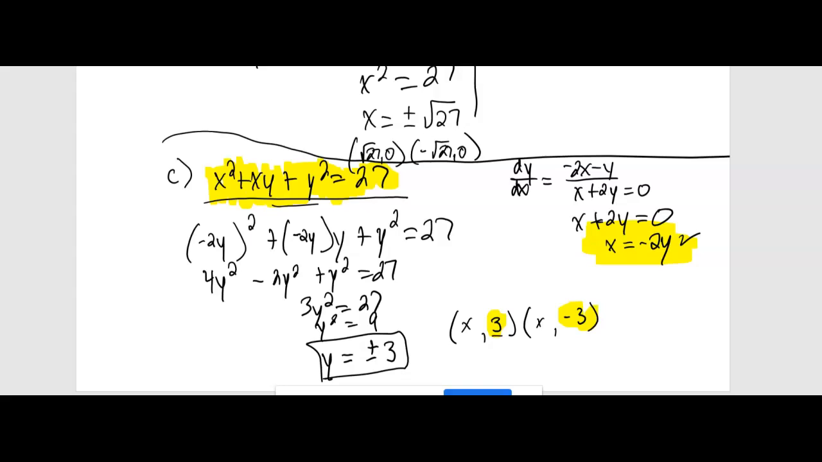So if we know y is 3, then x would be negative 2 times 3. So this has an x coordinate of negative 6. And then last one, throw in a negative 3 here. So a negative 2 multiplied by the negative 3 is a positive 6. And then that's the x coordinate in that point.